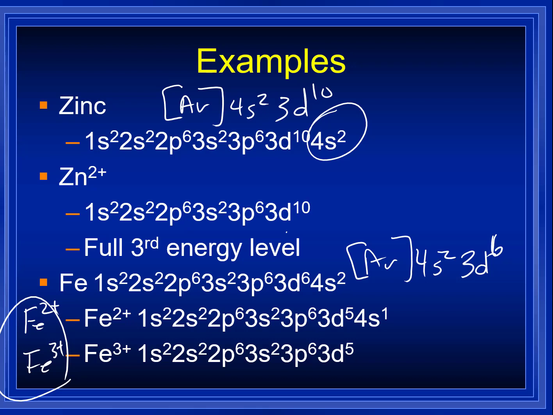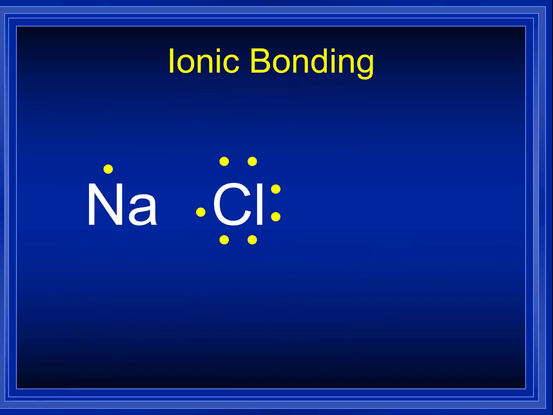So that's how the individual atoms behave. Now we're going to put them together. And the first type of bonding we're going to talk about is called ionic bonding. So sodium is in group 1A. It gets 1 dot. Chlorine is in group 7A. It gets 7 dots.